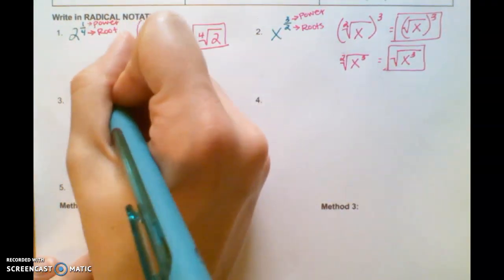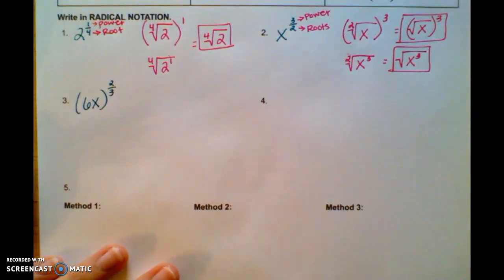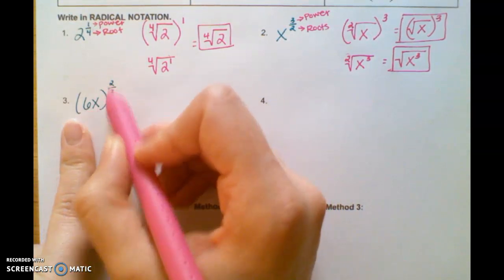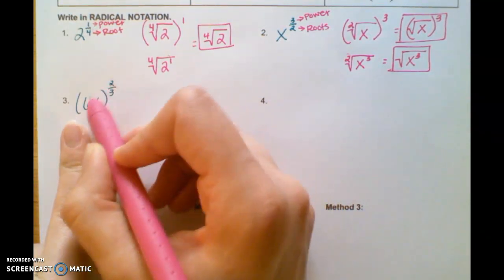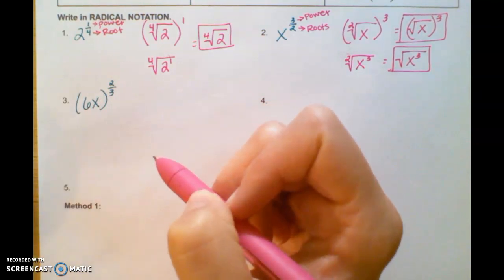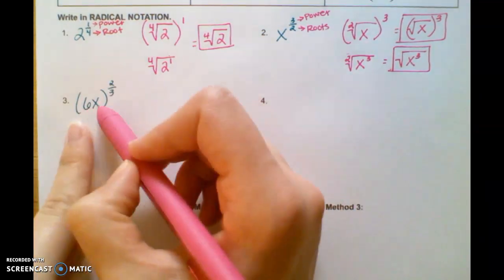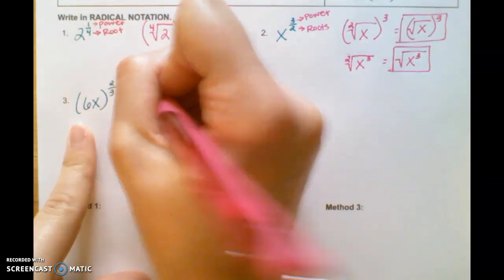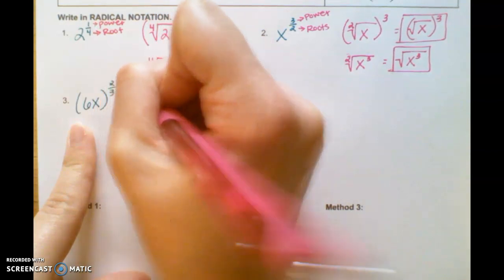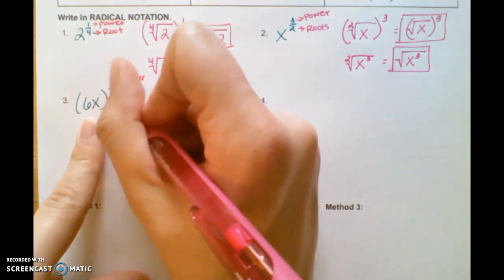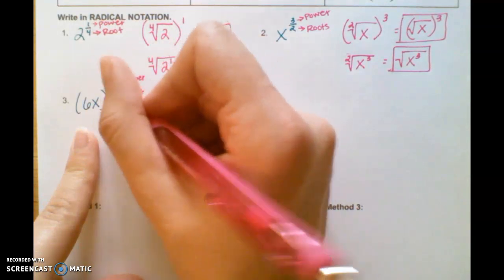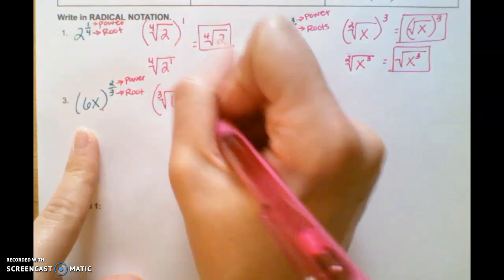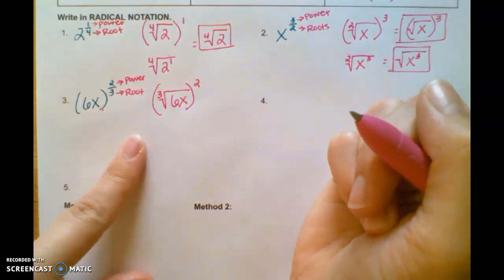6x to the 2/3. All right, well this one we have parentheses, and when we have multiplication on the inside with a power, we actually give that power to everything inside. But on this one, I'm going to leave the 6x together. So that 2 is our power, 3 is our root. So that means we have the cube root of 6x to a power of 2. So we have a cube root of 6x all squared. That's one of our answers.